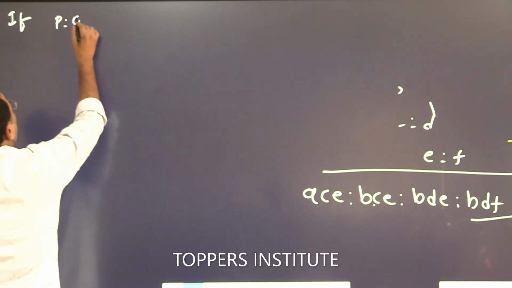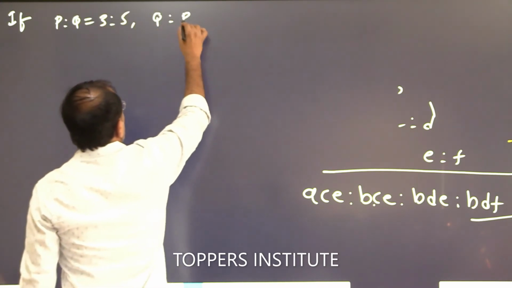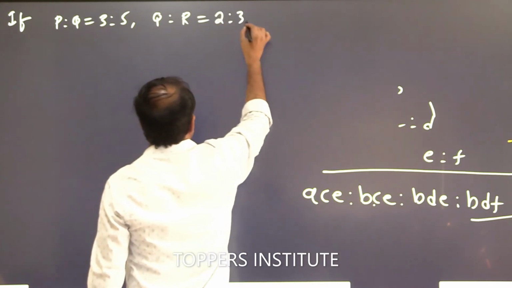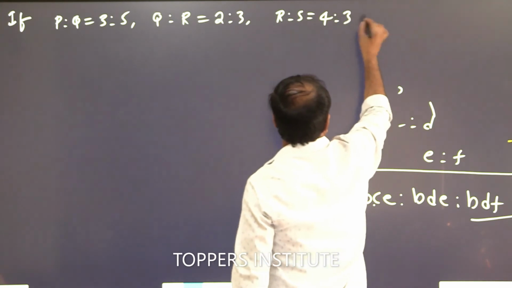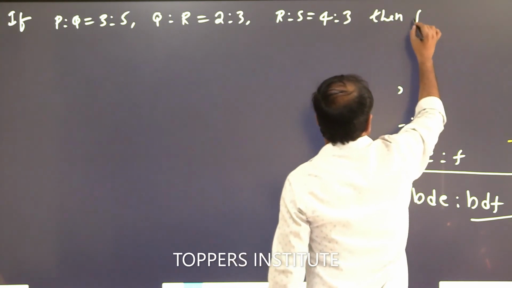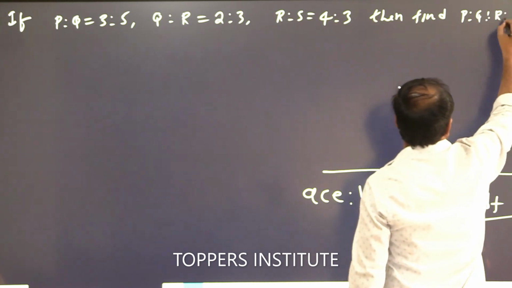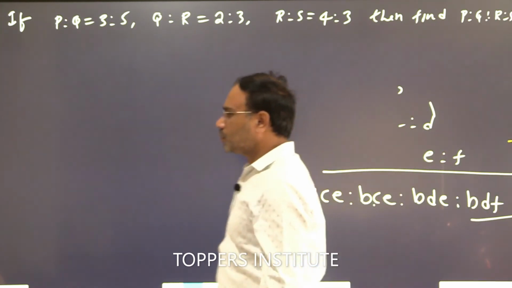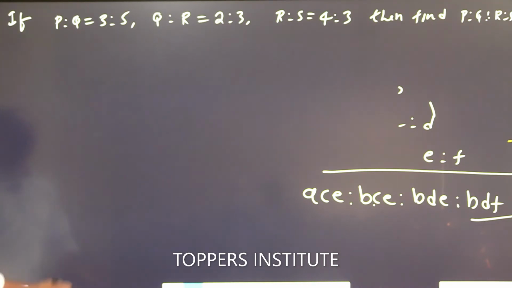If P is to Q is equal to 3 is to 5, Q is to R is equal to 2 is to 3, R is to S is equal to 4 is to 3, then find P is to Q is to R is to S.